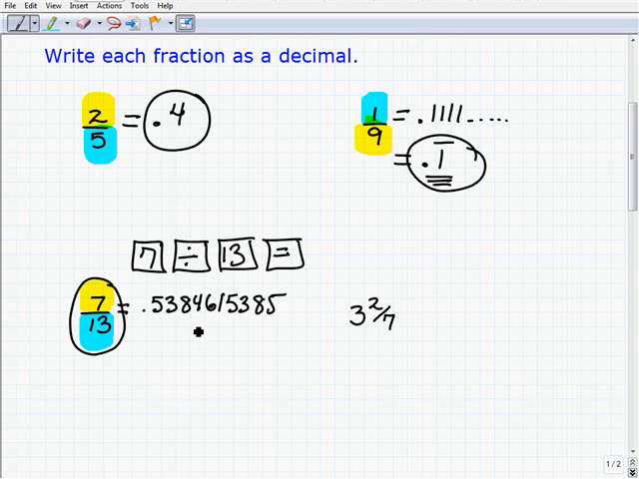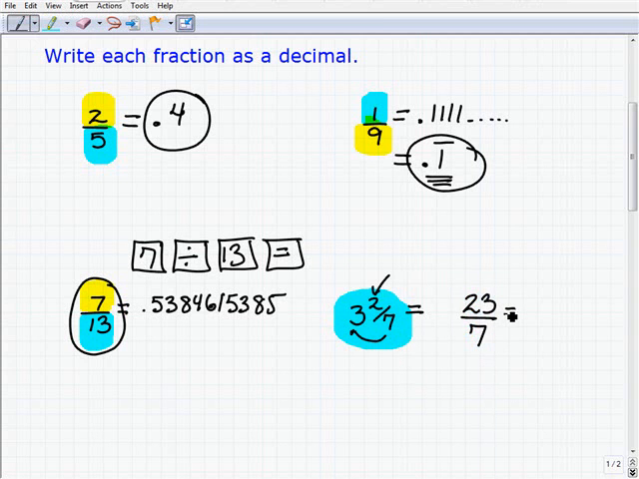Okay, so let's take a look at our last example here, and that's 3 2/7. So this is a mixed number. The first thing you have to do to write a mixed number as a decimal is to take that mixed number and turn it into an improper fraction. So let's go ahead and have you do that now. Recall, we're going to take 7 and multiply it by 3. So that's going to be 21. Then we're going to add it to this numerator right there. So 21 plus 2 is 23. And then we're going to write that over the denominator, 7. So 3 2/7 is the same thing as 23/7.